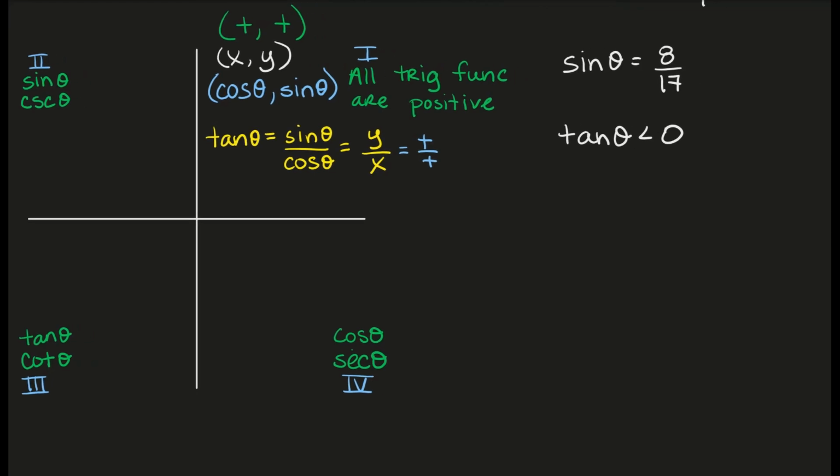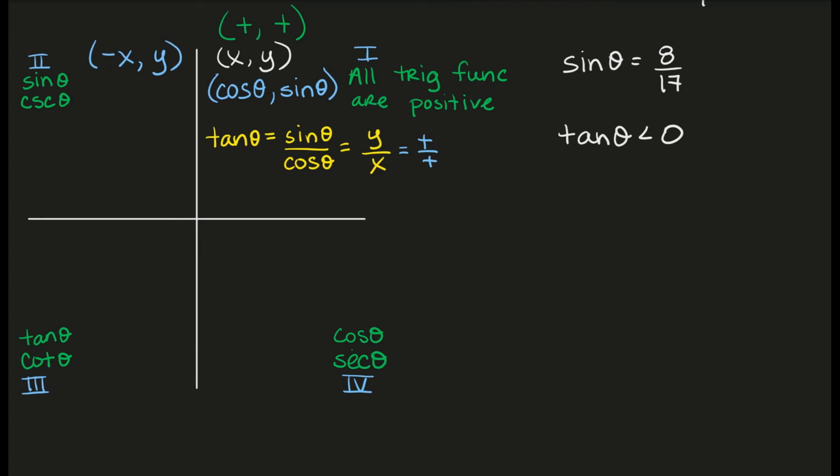If you're in quadrant 2, here, then you have a negative x and you have a positive y. So if x's are negative, that means cosine is negative. So we're only concerned about what values are positive in quadrant 2. So here, if y is positive, that means sine is positive and its reciprocal, cosecant.